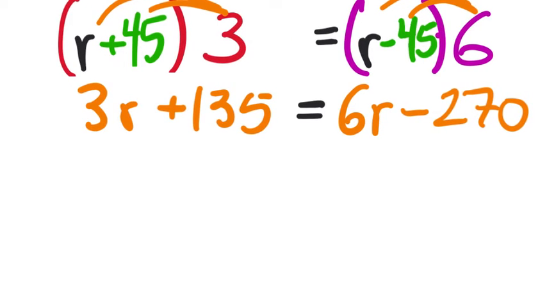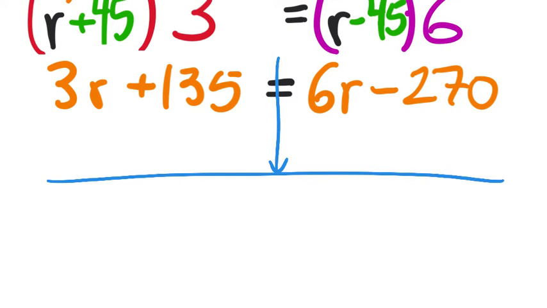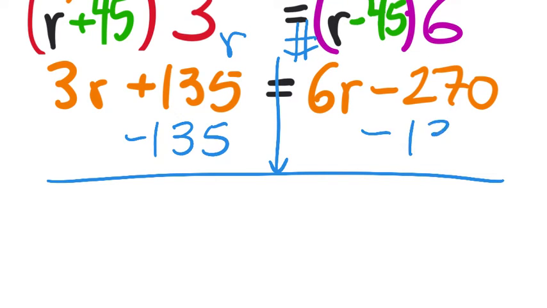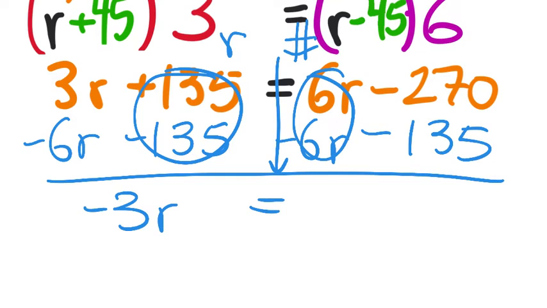Just like we saw in that last problem, we're now at the point where we can just solve this equation. I'm going to use two principles of equality. I got my r's on the left, numbers on the right. So I need to zero out this 135, so I'm subtracting 135 from both sides. But the 6r also is on the wrong side, so I got to zero that out by subtracting 6r there. So now we got negative 3r's on the left. That's 3r's minus 6r's. The 135 zeroes out as planned. 6r minus 6r zeroes out as planned. And negative 270 minus 135 is negative 405.